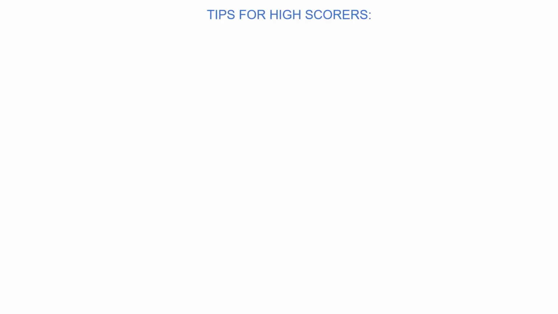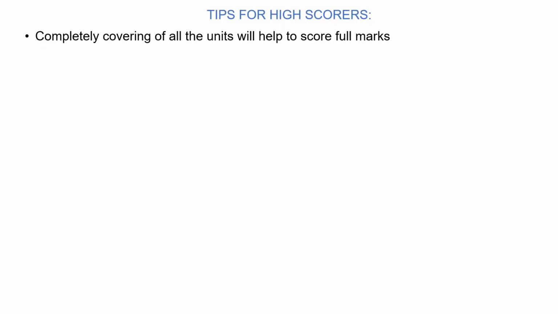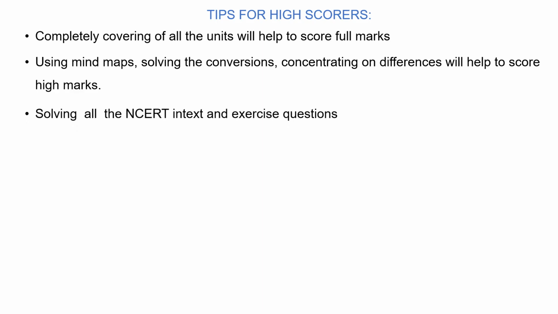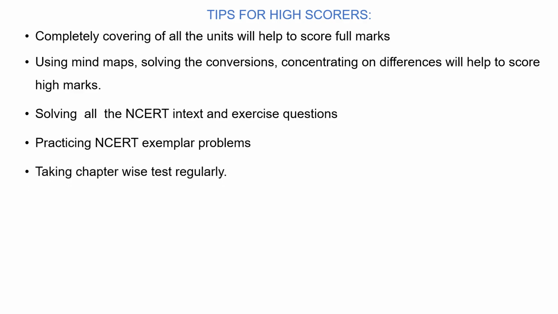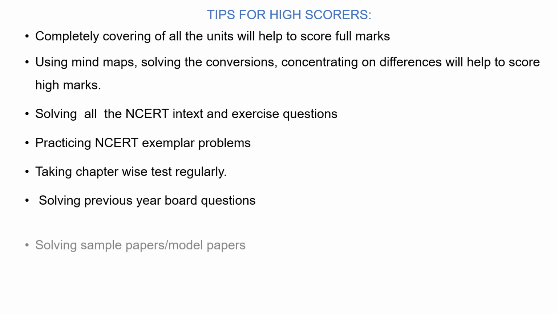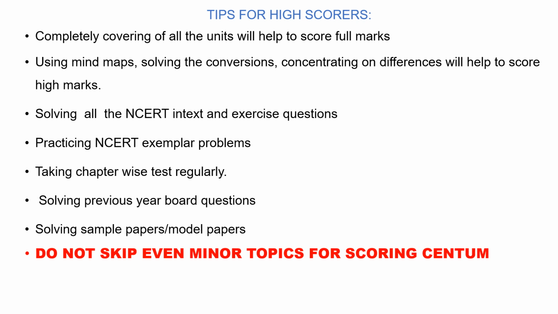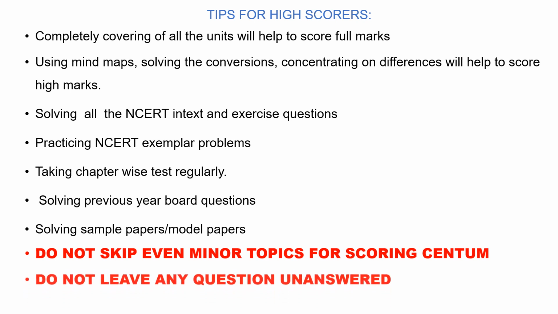Tips for high scorers. Completely covering all the units will help to score full marks. Using mind maps, solving the conversions, and concentrating on differences will help to score high marks. Solving all the NCERT in-text and exercise questions will help you score more marks. Practicing NCERT Exemplar problems, taking chapter-wise tests regularly, and solving previous year board question papers will help you score more. Solving sample papers and model papers will also help you score more marks.